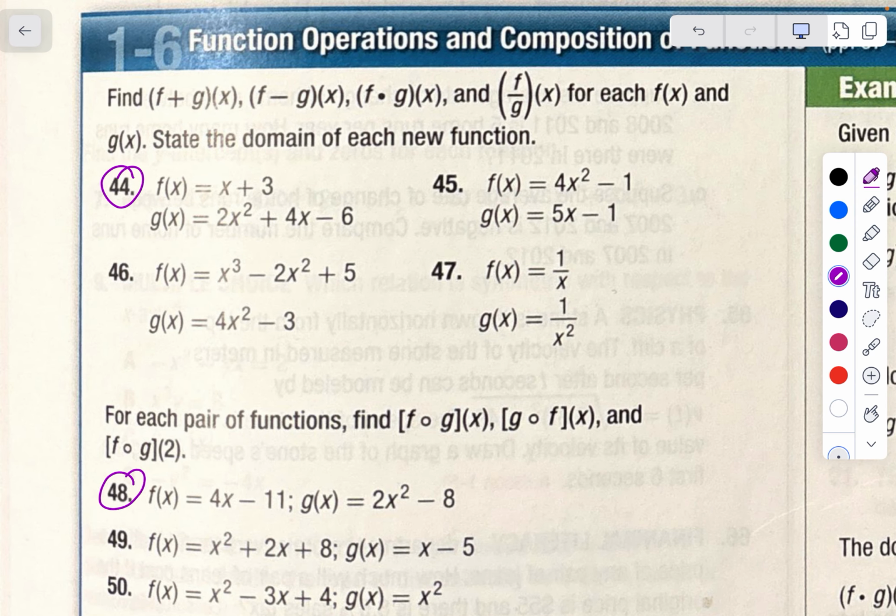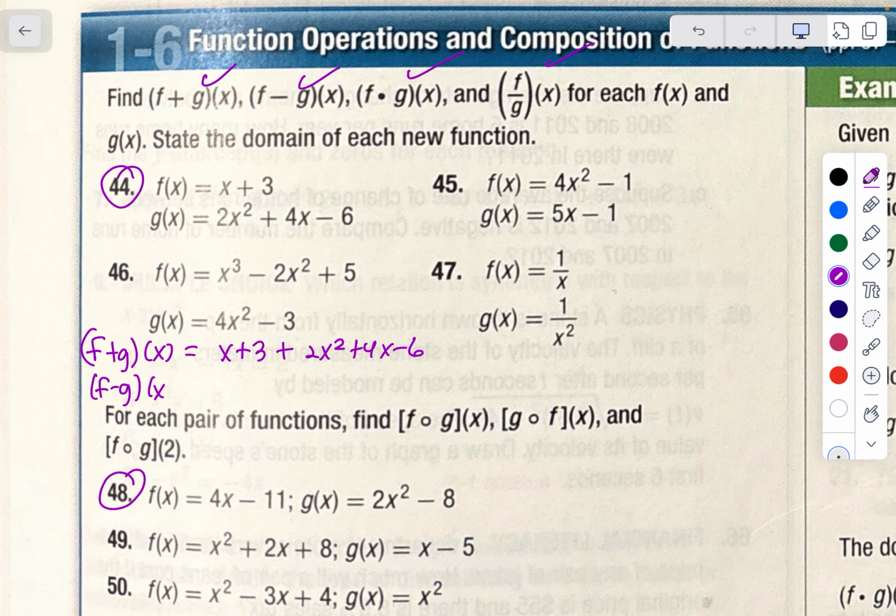Okay. For 44, they want you to add, subtract, multiply, and divide the functions. Okay. To add the functions, you just list them with a plus between them. Combine like terms. That's it. You do nothing else. I'm not even going to worry about actually doing that. Okay?